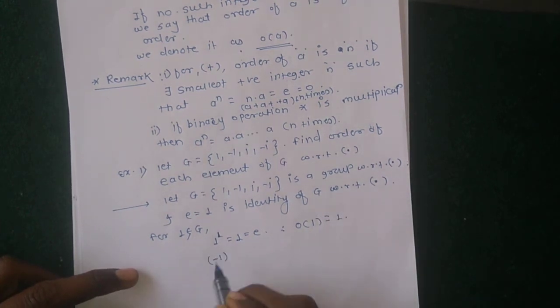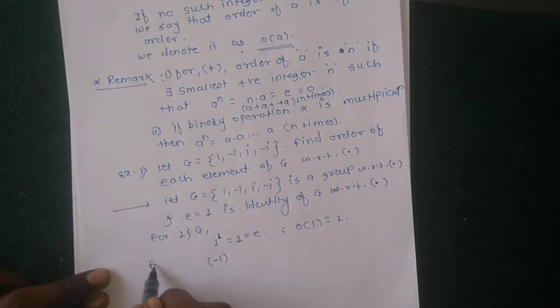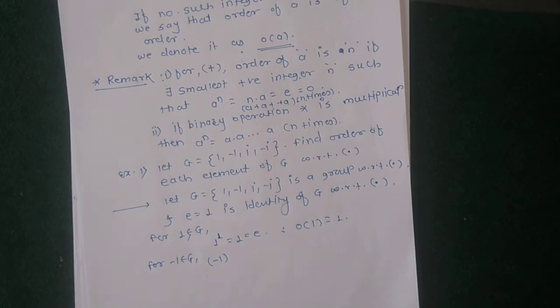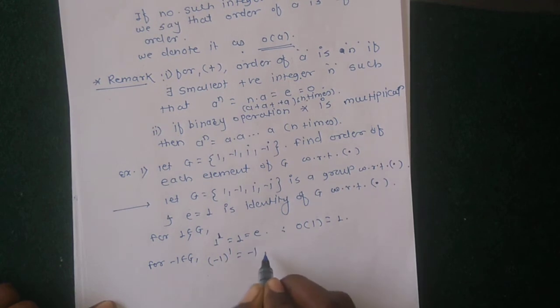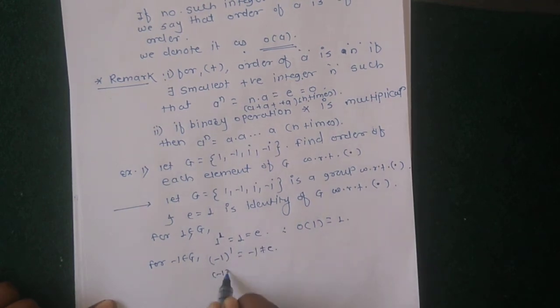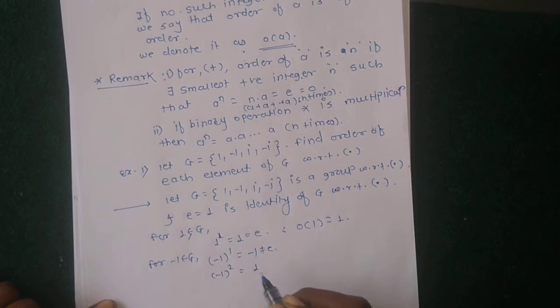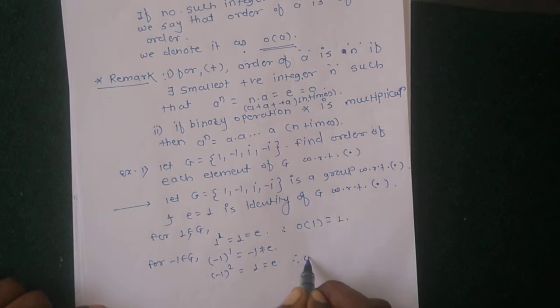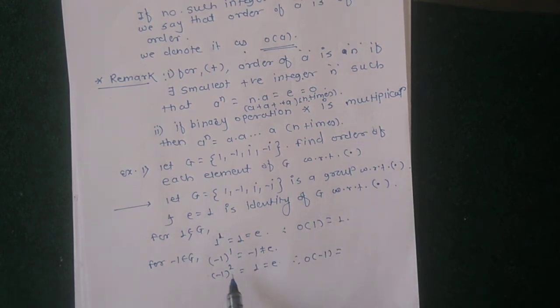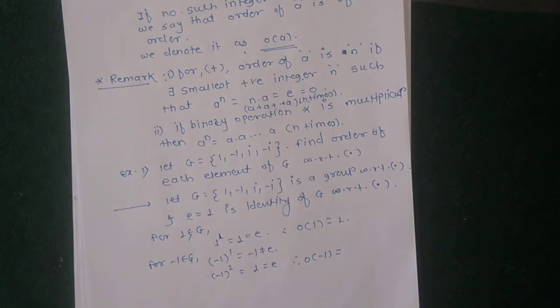For minus 1, which belongs to G, to find the order of minus 1: minus 1 raised to 1 is minus 1, which is not equal to the identity. Minus 1 raised to 2 equals 1, and this is the identity. Therefore the order of minus 1 is 2, because this is the smallest positive integer.